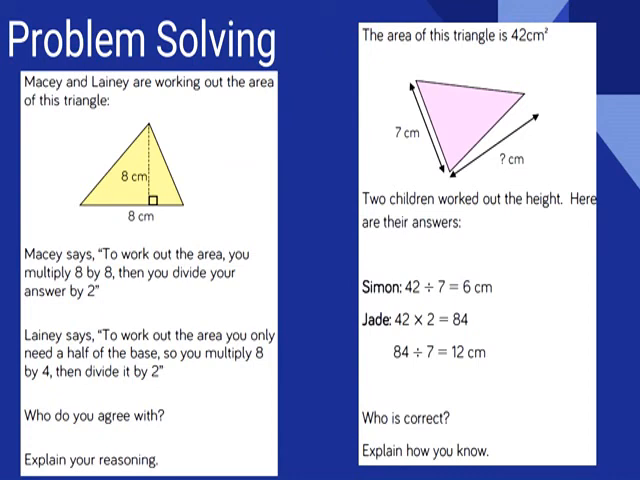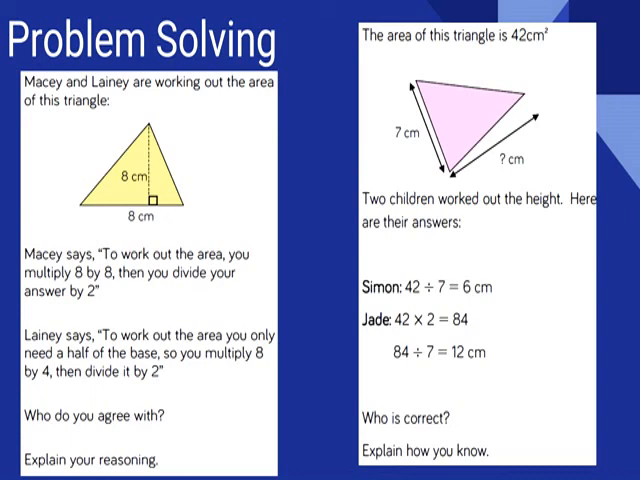Okay, I'm going to leave you with these two problems today. The first one, Macy and Lainey are working out the area of this triangle. Macy says to work out the area you multiply 8 by 8 and divide your answer by 2. But Lainey says to work out the area you only need half of the base, so you multiply 8 by 4, then divide it by 2. Who do you agree with, and what's one of them done wrong there?